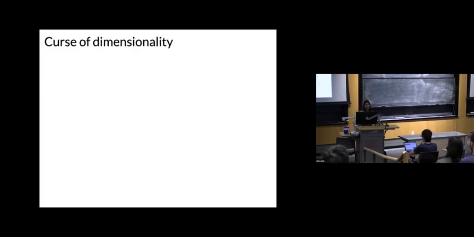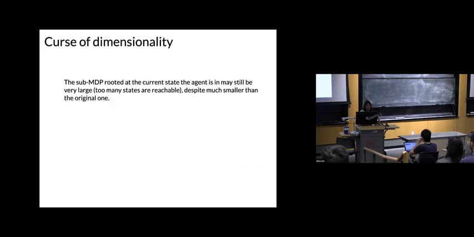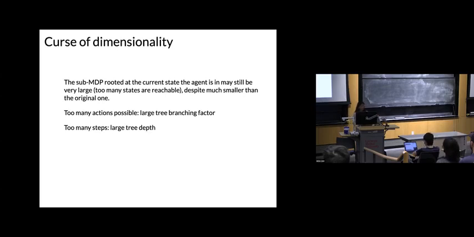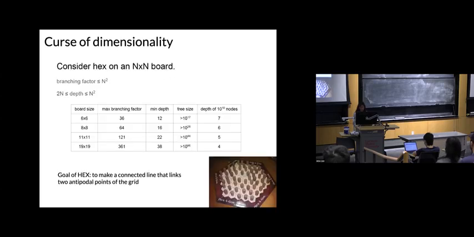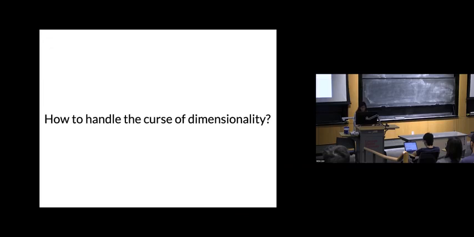And the problem is, again, unfortunately, still, there are just too many. It's just too many things to evaluate. So exhaustive search is no good. This sub-MDP is still too large. Too many actions possible. Large branching factor. We saw this in TD-Gammon. Due to the dice, the branching factor is even worse. Too many steps, large tree, depth, and so on. So I cannot exhaustively search the full tree. I cannot. And here's an example of the game of Hex, which doesn't sound very fun, but this is what it is.